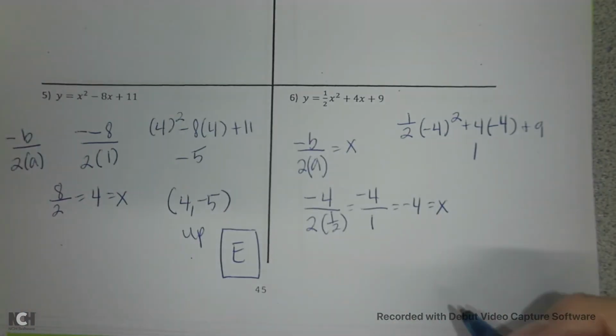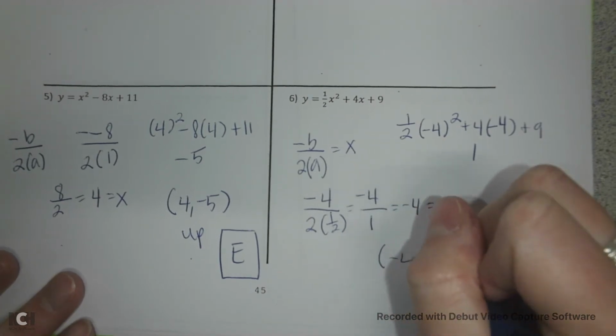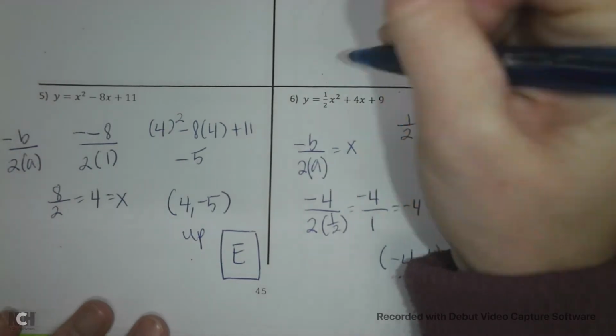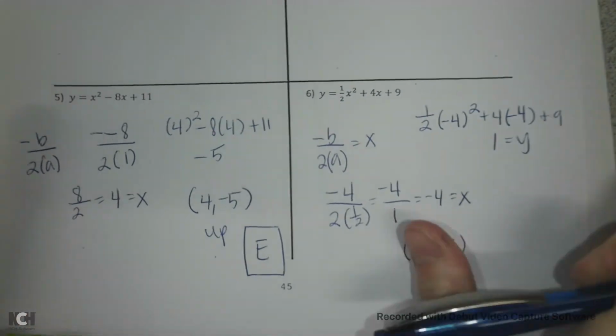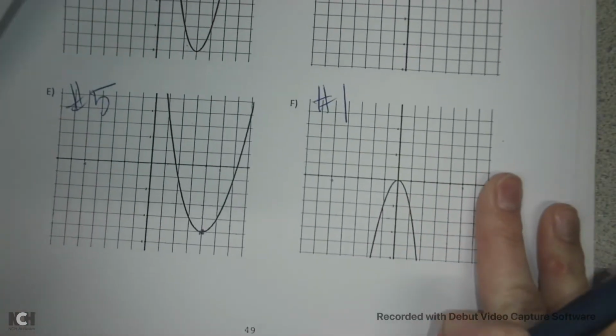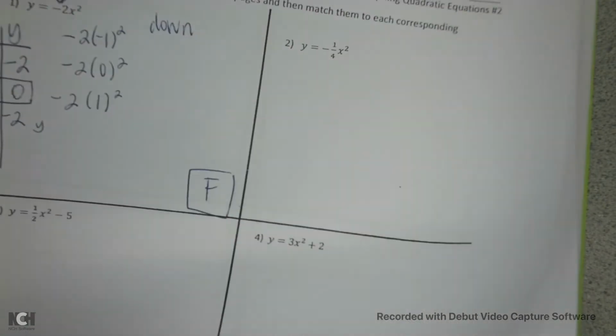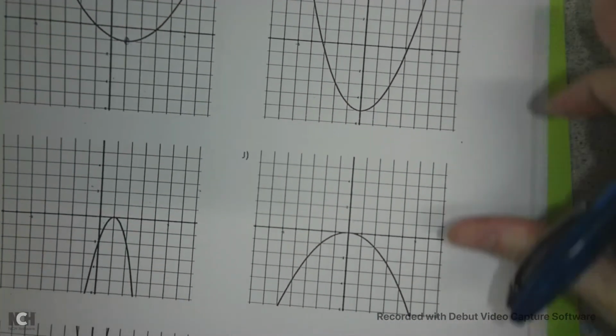Okay, so my vertex for number 6 is going to be at negative 4, 1, because remember this is your y value. And since my A is positive, it's going to open up. So negative 4, 1, opening up. Good heavens, negative 4, 1. Those guys are not good. Negative 4, 1, not those guys.